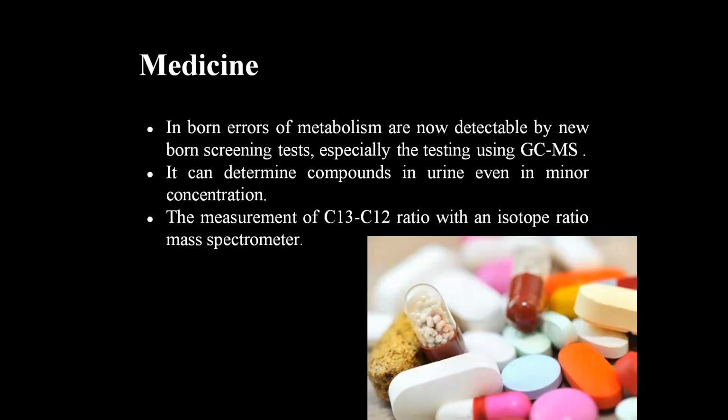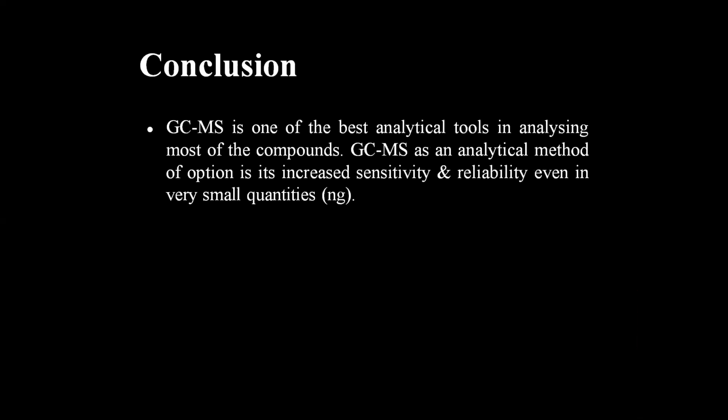Medicine: inborn errors of metabolism are now detectable by new screening tests, especially testing using GCMS. It can determine compounds in urine even in minor concentration. The measurement of the C13 to C12 ratio is done with an isotope ratio mass spectrometer.